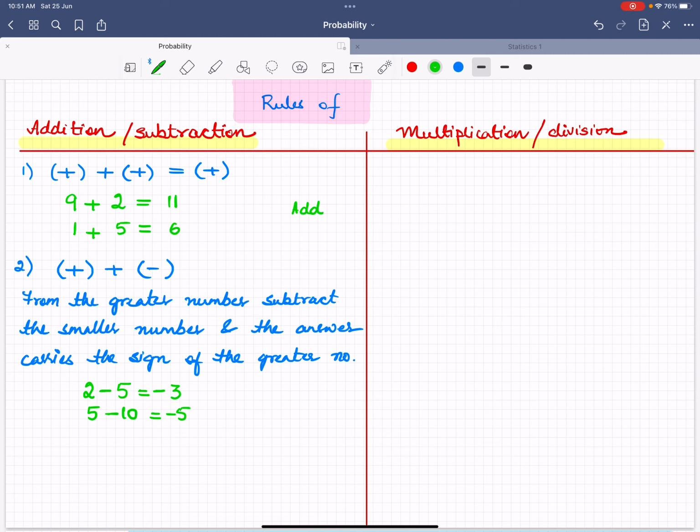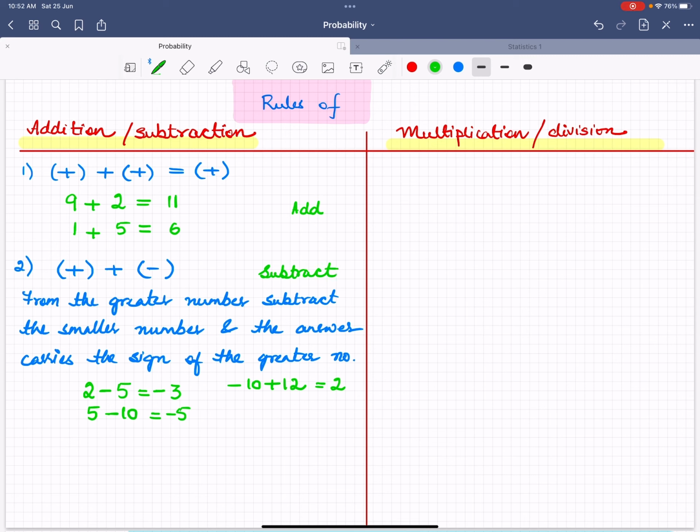Let's look at another example. If I have a negative number, negative 10, and I add 12 to it, which is my greater number? 12. From the greater number, I subtract the smaller number. 12 minus 10 gives me 2. The answer must carry the sign of the greater number. The sign of the greater number is positive and hence the answer is positive 2. So what is the operation we do for the second rule? We subtract.